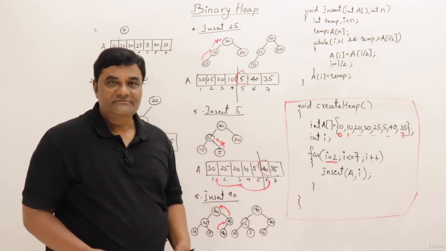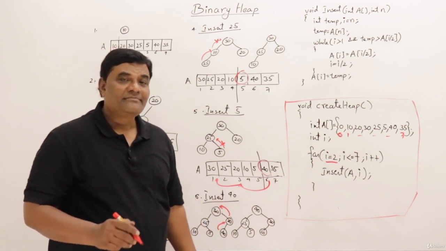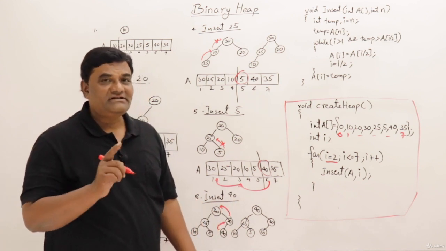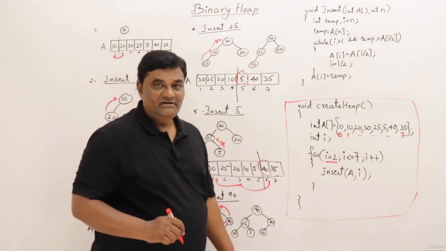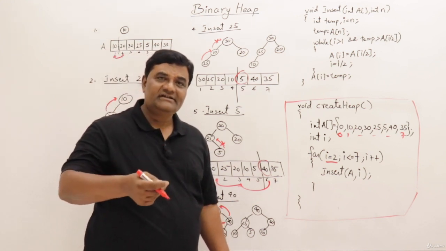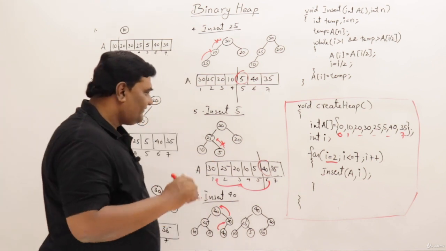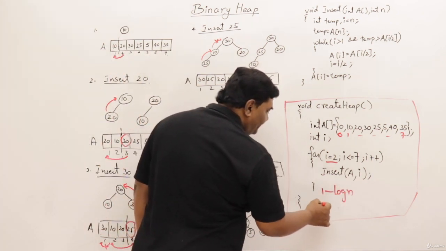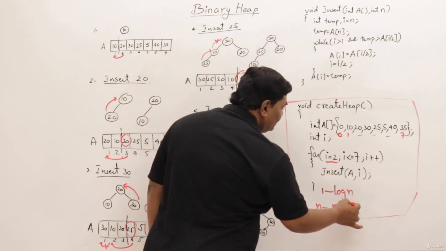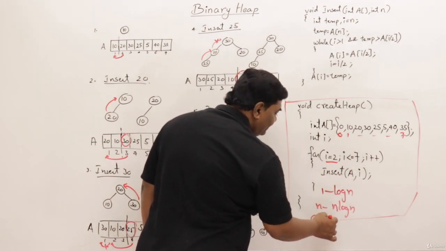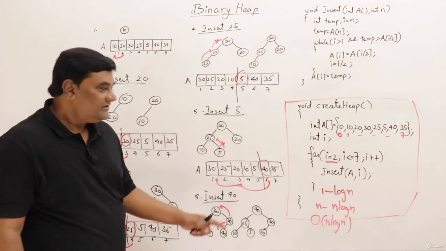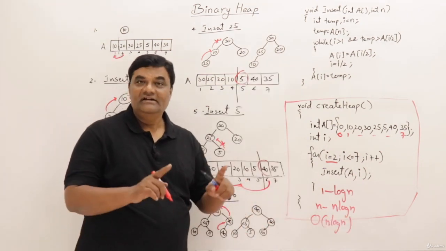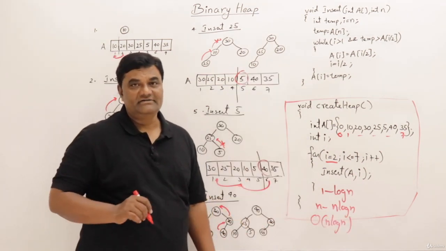So that's all about creating a heap. Now the analysis: what is the time taken for creating a heap? Creating a heap means inserting the elements one by one. So for one element, what is the time taken? Log n. For n elements, how much time? n log n. So the time for creating a heap is n log n.